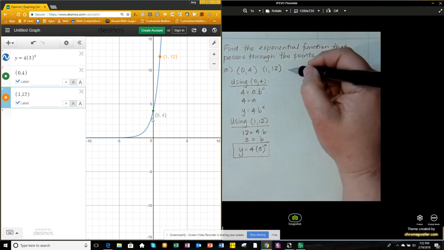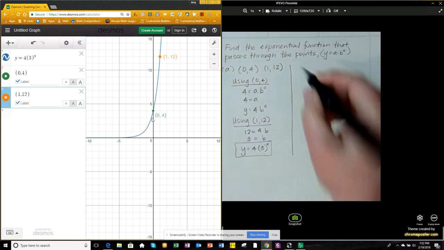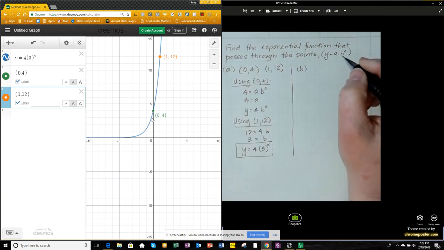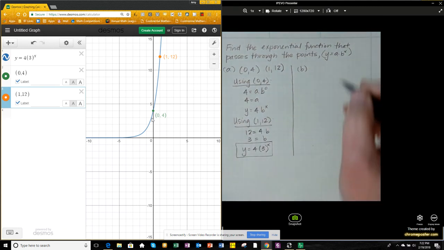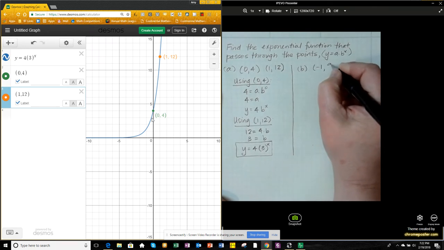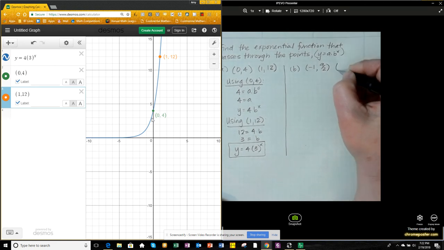All right, now what about another example here that's a little bit more difficult? Let's say we're going to give you two points that are not as nice as having a zero in one of them. Let's say we want it to pass through (-1, 9/2) and (1, 2). All right, the process is the same.